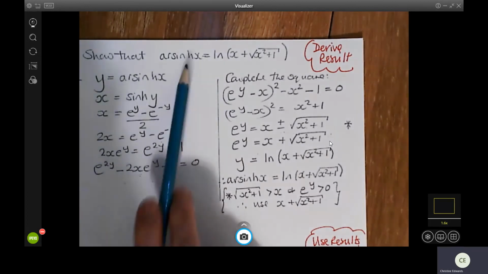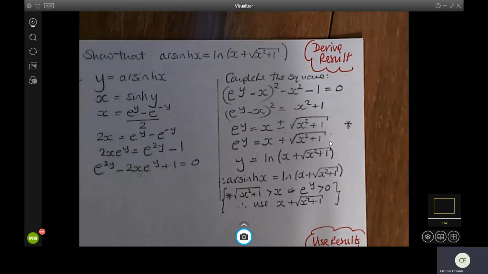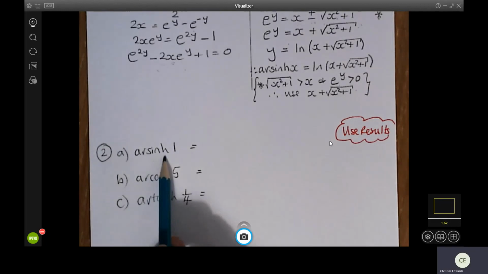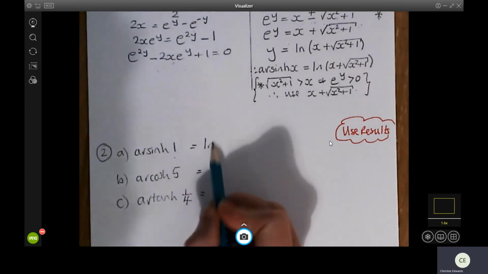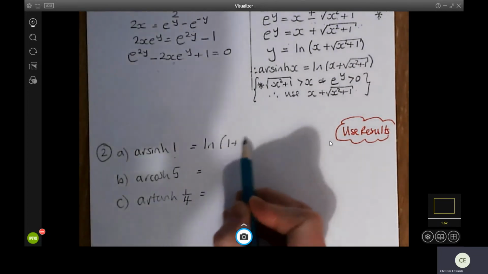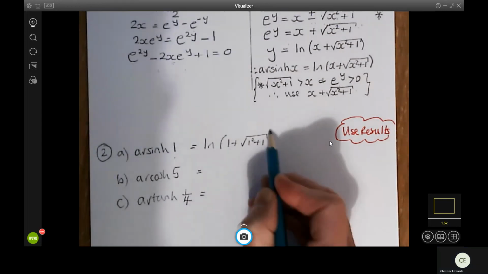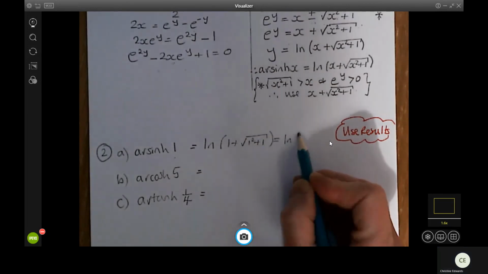inverse of hyperbolic sine. Now we're going to go on and do question 2, where we are just going to use the results straight from the formula book. So we're being asked to find the inverse of hyperbolic sine of 1. So subbing directly into the formula from the formula book, that's 1 plus the square root of 1 squared plus 1, which gives me a result of log of 1 plus root 2.